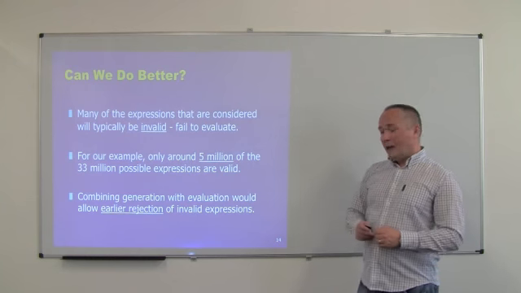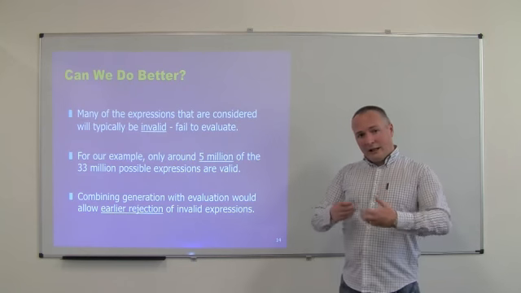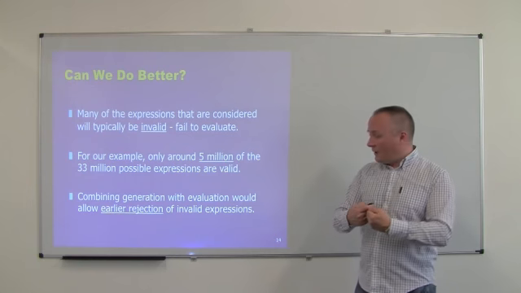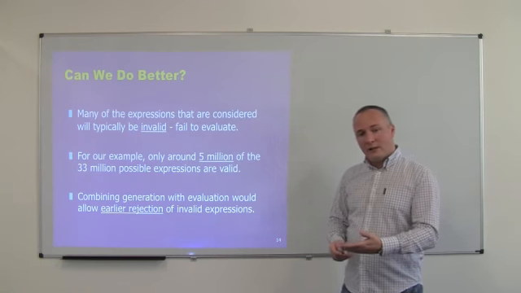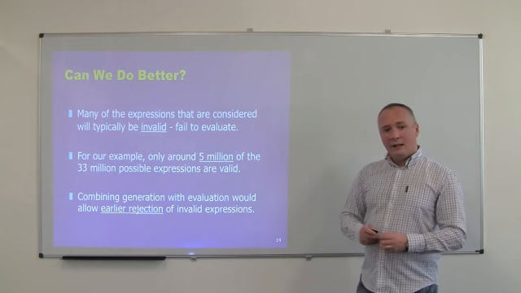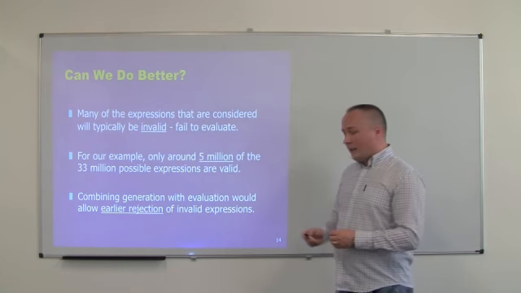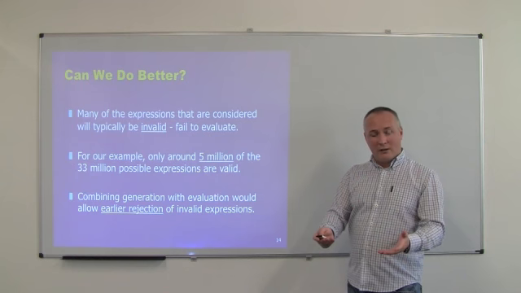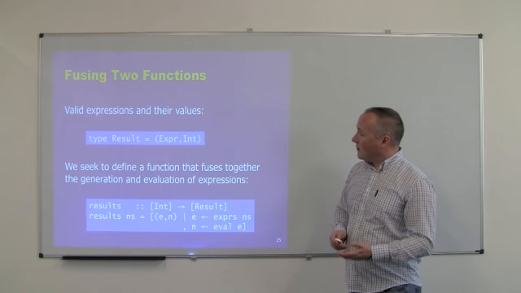The idea here is a classic example of program fusion, where you take two things which are done separately and fuse them together to do them in a more efficient way. What we'd like to do in this case is combine the generation of expressions together with their evaluation, in the hope that we can avoid generating quite so many invalid expressions. In particular, we want to avoid generating invalid expressions which are then used to generate more invalid expressions, because we have a recursive algorithm. So it's an example of fusion.